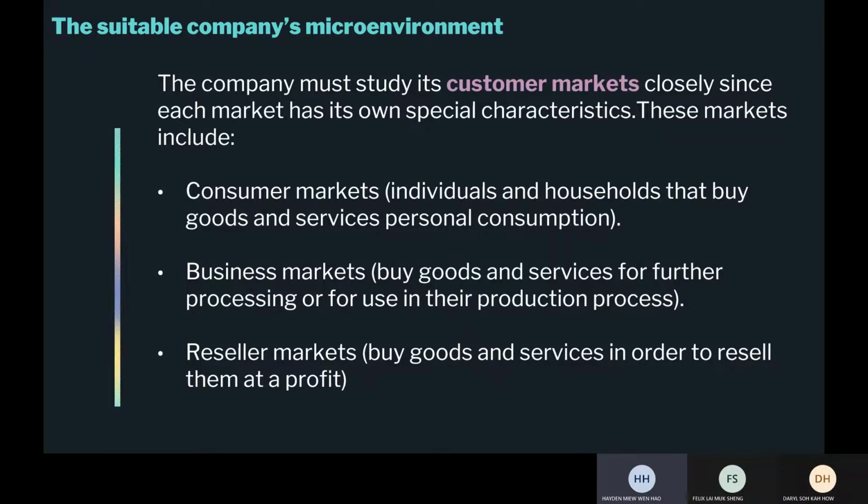Number 4 is the customer market. The company must study its customer market closely, since each market has its own special characteristics. These markets include the first one, the consumer market, which is individuals and households that buy goods and services for personal consumption. The second, the business market, buys goods and services for further processing or for use in their production process. The third is the reseller market. It buys goods and services in order to resell them at a profit.